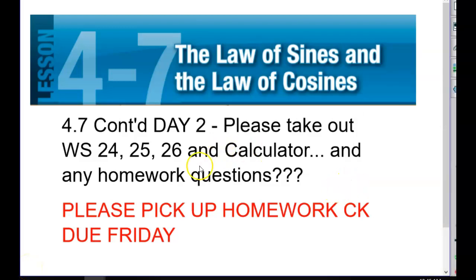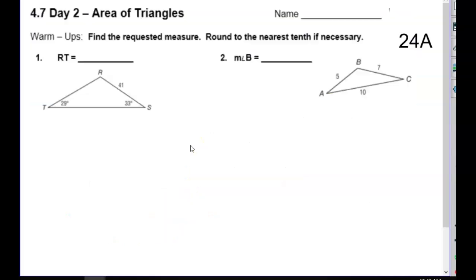Okay. So worksheet 24, there's some warm-up problems at the top. We're going to start with those. This one says find RT. What would I need if I want to find this side over here? I'm not going to call it side S because my S's look like 5s, so I must call it X for a minute here. Anybody know what law I need to set up to find that piece?